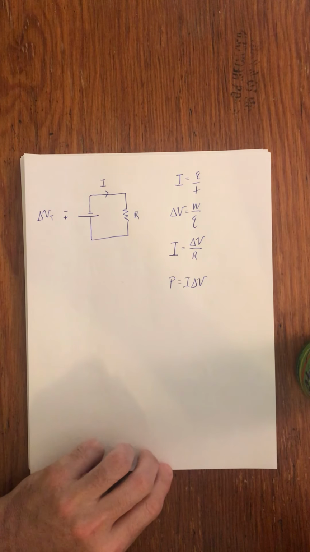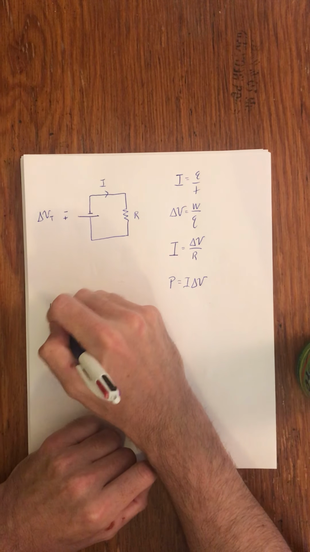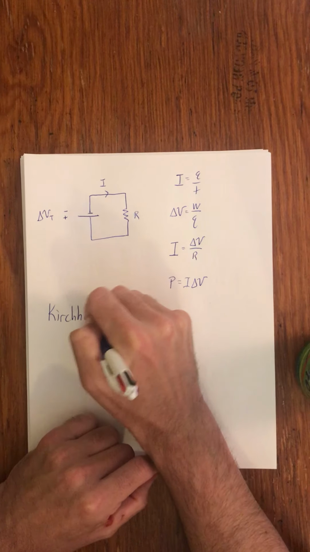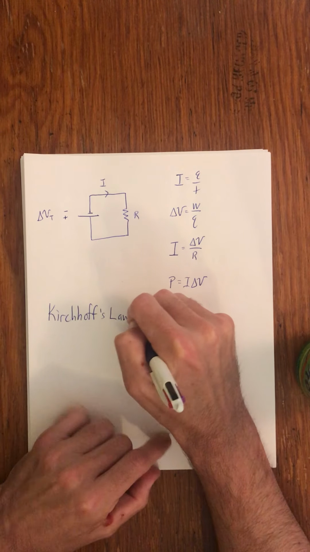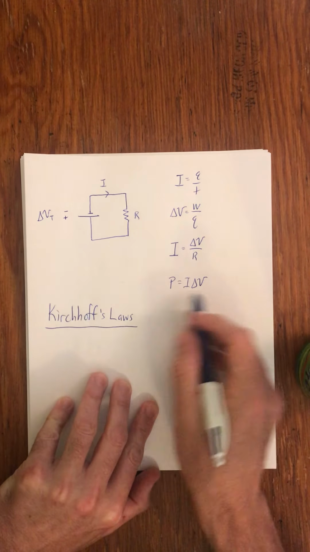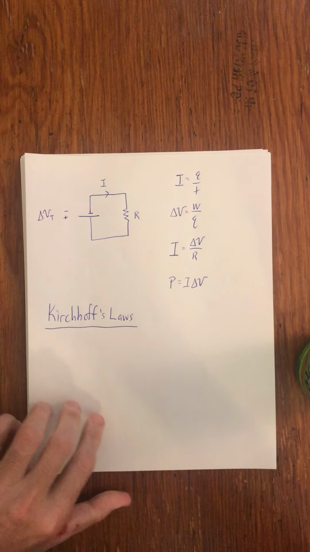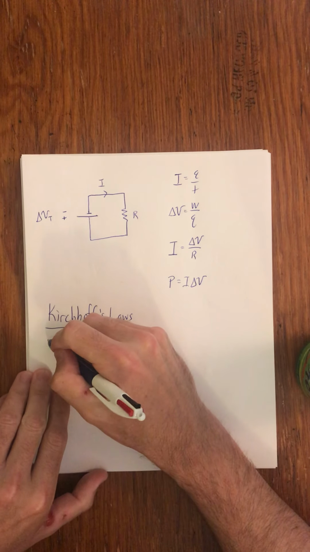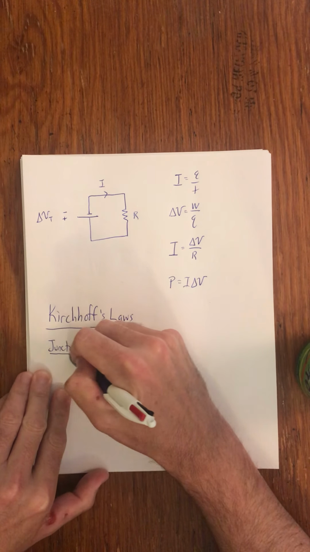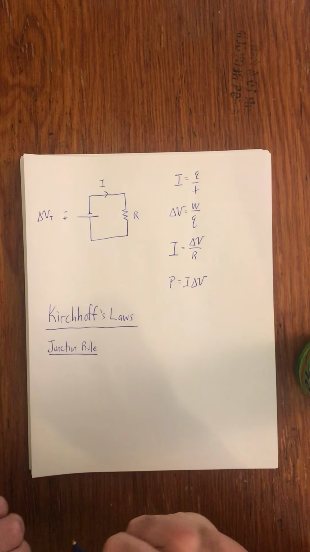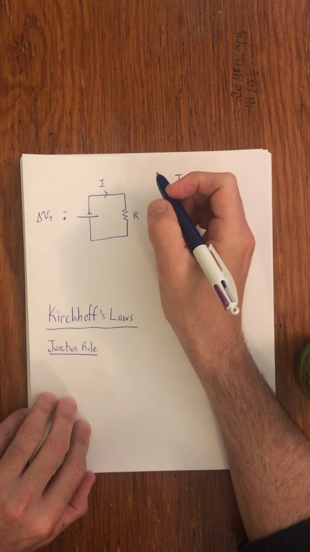So the first thing we're going to say here is there was a scientist, and that scientist's name was Kirchhoff, and Kirchhoff wrote two laws, so Kirchhoff's laws. These two laws are super important for understanding what's going on with circuits. And the first of Kirchhoff's laws is something that's called the junction rule. And that's not going to make any sense as a name quite yet, but it will make sense a little bit later.